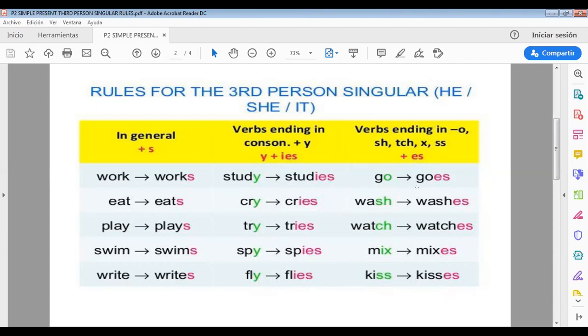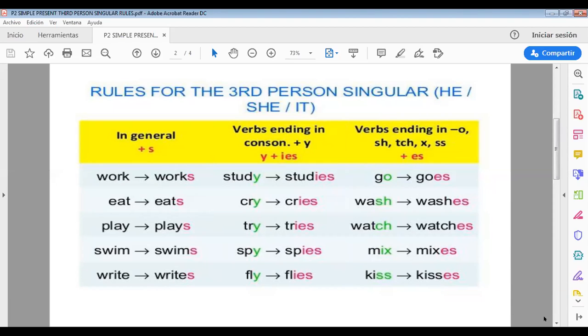I go. He, she, it goes. You wash. He, she, it washes. They watch. Vean qué diferente. Wash y watch. Aquí esta es más suave y esta es más fuerte, ¿verdad? Y suena la T. Watch. You watch. He, she, it watches. I mix. He, she, it mixes. I kiss. He, she, it kisses.